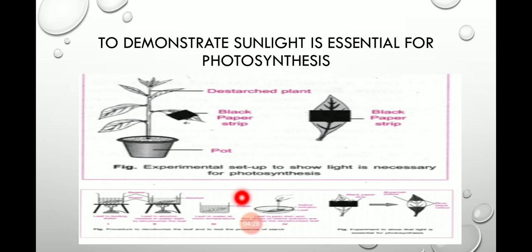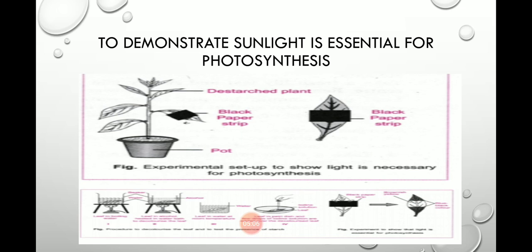Now to this chlorophyll free leaf we put the iodine solution, as a result of which the area which was covered with the black paper did not perform photosynthesis, so it remained white in color. However, the region which performed photosynthesis gave the starch test, that is, it turned blue black on addition of iodine solution. This proves that sunlight is as important for photosynthesis as carbon dioxide is.